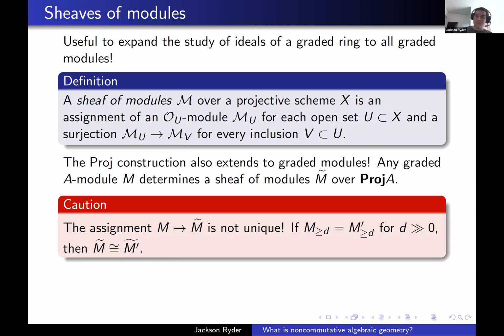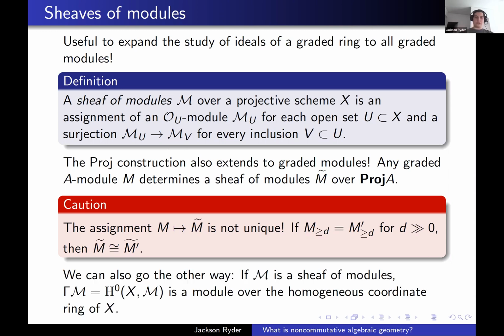One thing that we need to keep in mind, and will actually be quite important later, is that the assignment of a module to this sheaf of modules over the proj of the ring isn't unique. Two modules are going to give you the same sheaf of modules if they only differ in a finite number of graded components. So if eventually you can go far enough along in the graded components and they're always the same, then they're going to give you the same sheaf of modules. The last thing I'll quickly mention is that we can also go the other direction. If we have a sheaf of modules, we can look at the global sections, and that's going to be a module over the coordinate ring of our projective scheme.